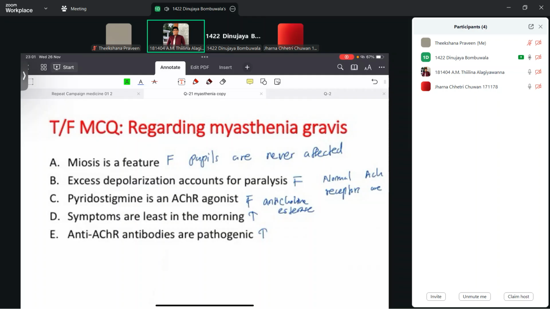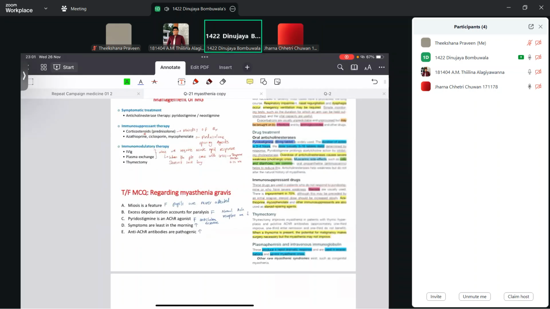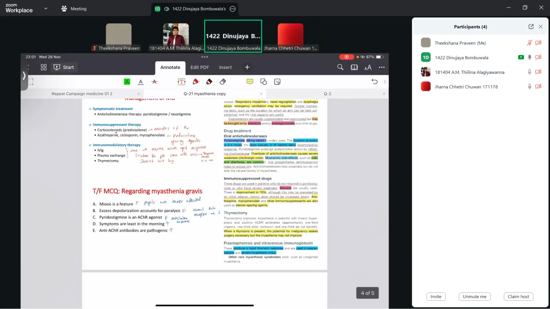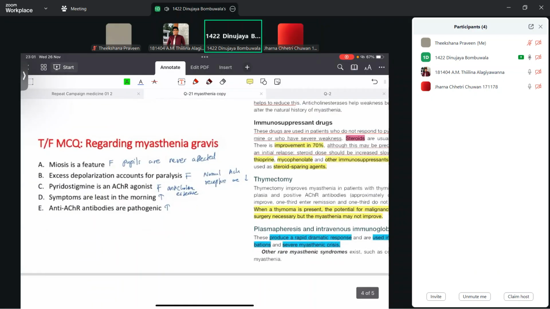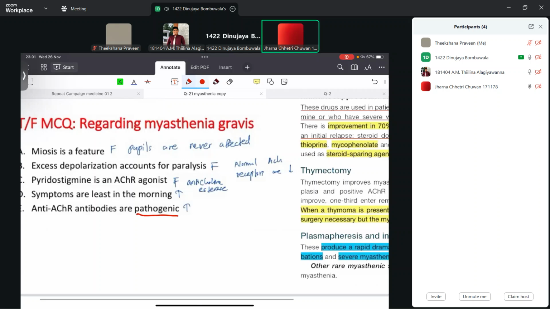Symptoms are least in the morning. True, no? Anti-acetylcholine receptor antibodies are pathogenic. What does pathogenic mean? Pathogenic means it is the cause of disease. Right?